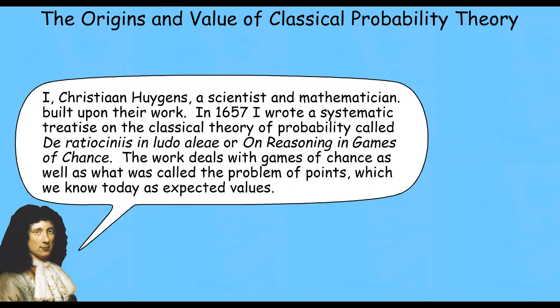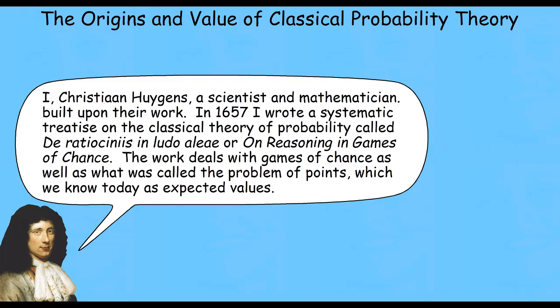This is Christian Huygens, and he was a scientist and mathematician who built upon their work. And in 1657, when I think he was about 28, he wrote a systematic treatise on the classical theory of probability called De Ratiociniis in Ludo Aleae. Sorry, my dyslexia is kicking in. Or On Reasoning in Games of Chance.